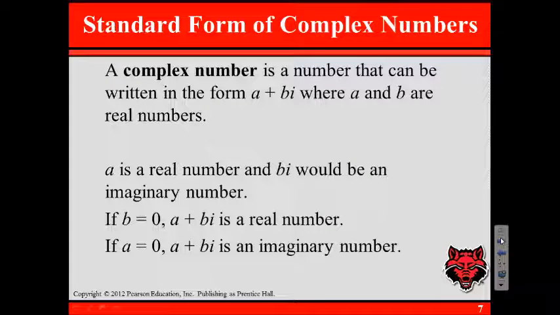A complex number is a number that can be written in the form a plus bi, where a and b are real numbers. a is the real number, and bi would be an imaginary number. If b is 0, then a plus bi is a real number because the imaginary part doesn't exist. If a is 0, a plus bi is an imaginary number because the real part does not exist.